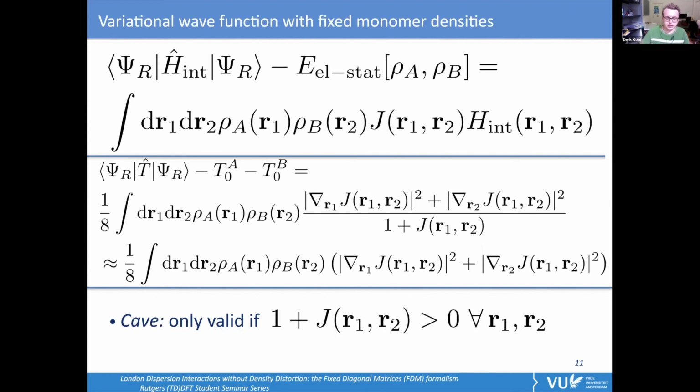One caveat here is that it's all only valid if 1 plus J is larger than 0 in all of space. This would be a problem if you were treating J fully variationally at finite R, but fortunately, this is not an issue if you are working perturbatively. So when you just truncate this kinetic energy, then it's fine.